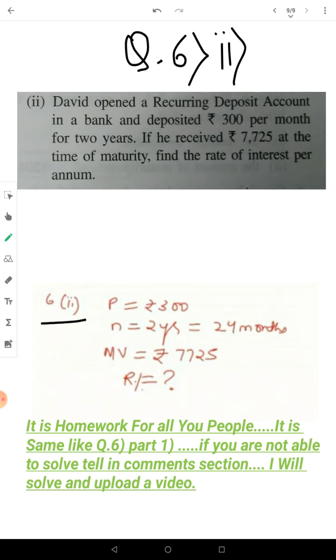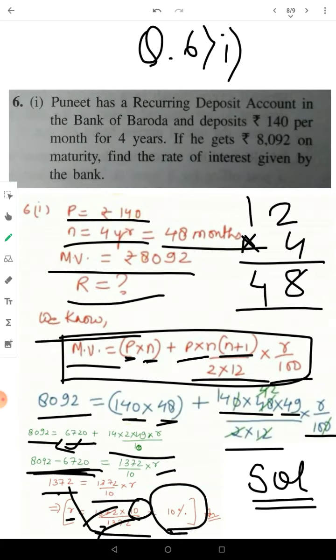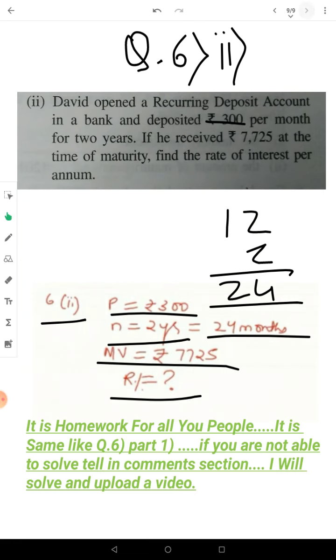So the second part: principal, we have got rupees 300 in the question. N is 2 years, that is 24 months. 12 into 2 is 24, right? Maturity value is 7725. Rate of interest we don't know. So just solve it like the previous question, and tell me if you are not able to.